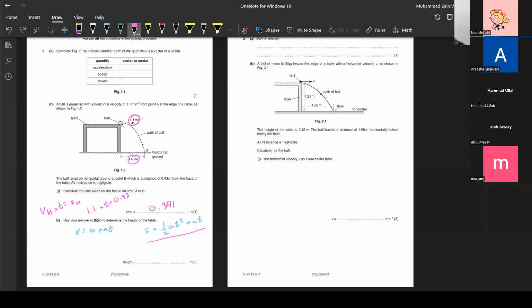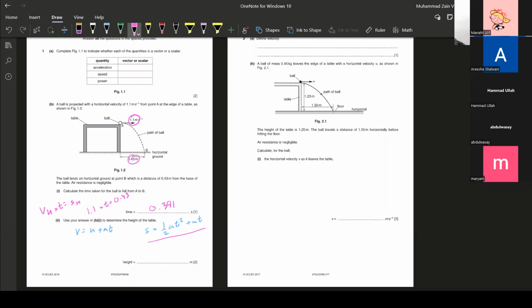So the vertical height is what I need to find. I know the acceleration, which is 9.81. I know the time. What's the time? I just found it out. It is 0.39 seconds. And then there's the initial velocity in the vertical direction. Can someone tell me what's the initial velocity in the vertical direction? And please not a direct message. 0. So I know the vertical velocity as well.